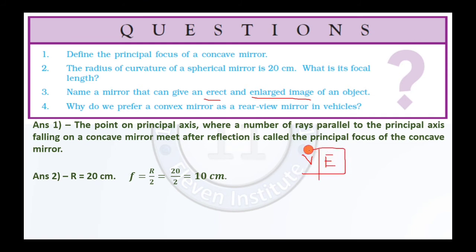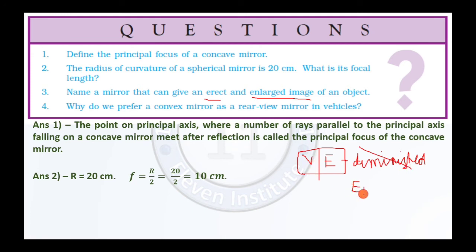See, for all convex mirrors, we get virtual and erect images. For all the cases of convex mirror, we get a virtual and erect image, but they want enlarged image. Which type of image? Enlarged image. But in case of convex mirror, we get virtual, erect and diminished image. Fine, so convex mirror answer is cancelled because we want virtual, erect and enlarged image.